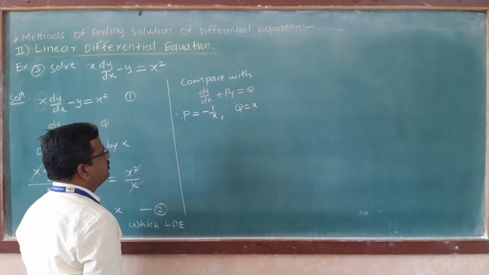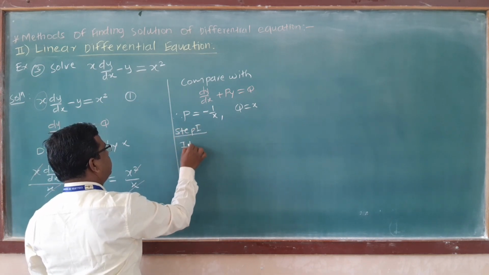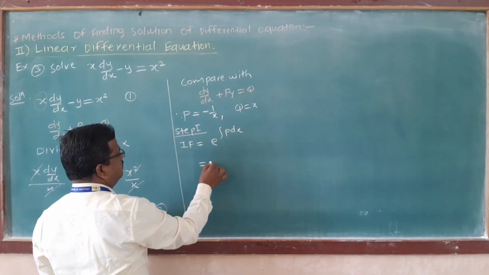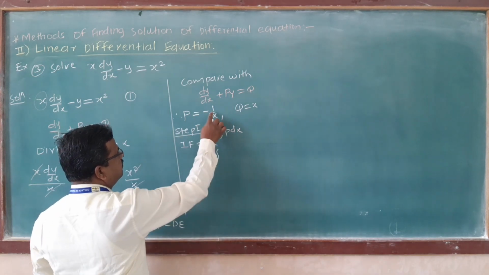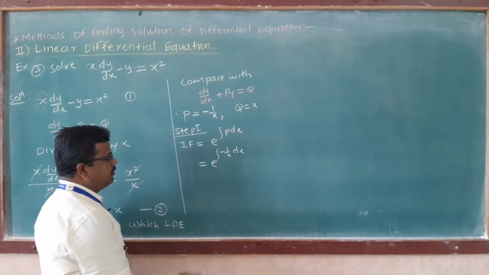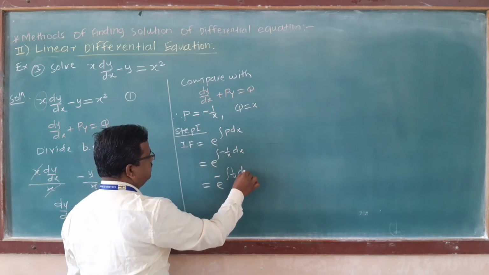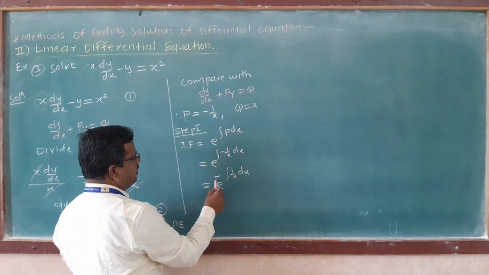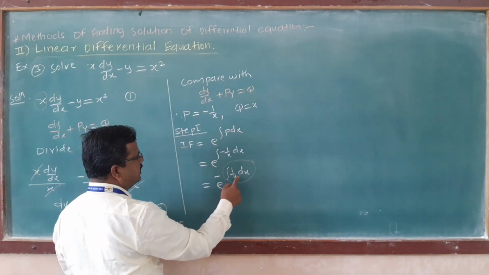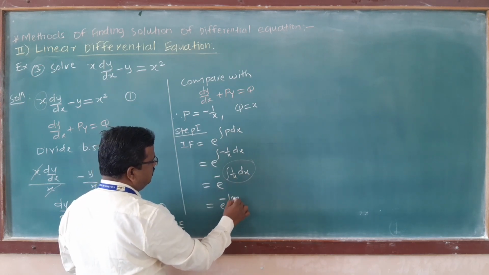Now therefore in step first, we find integrating factor, which is e raised to integration of p dx, which is equal to e raised to integration of p, means minus 1 upon x dx. So therefore e raised to, take minus sign outside, minus integration of 1 upon x dx, minus constant 1 outside. Now this is standard integration of 1 upon x dx, which is equal to e raised to minus, this value is log of x.